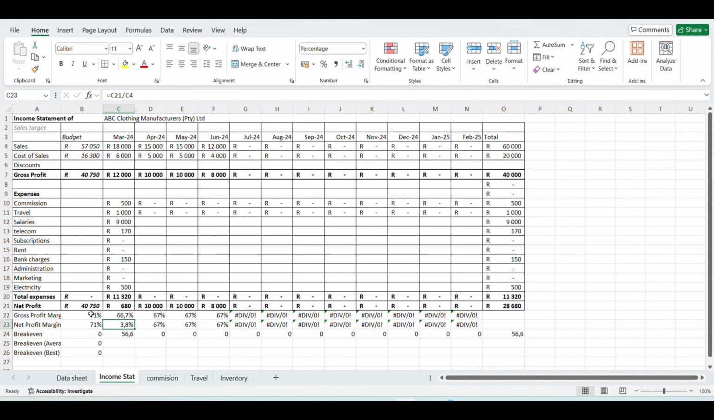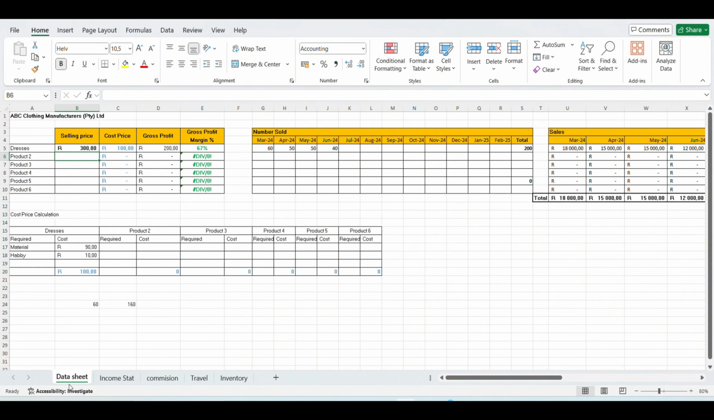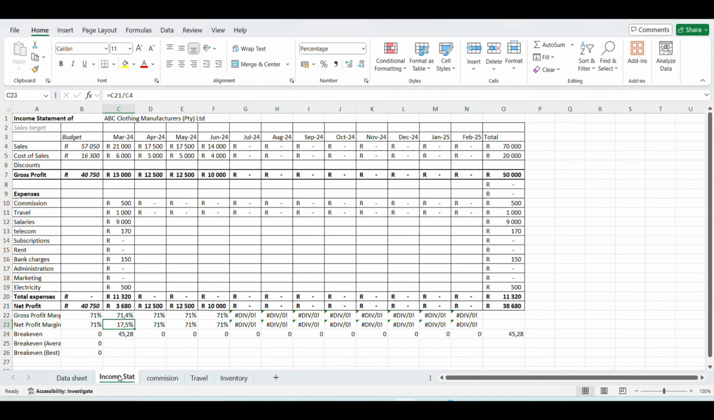So what could we do to improve this business? As you can see, the business is barely breaking even. So things that you could do to improve this business is to increase the selling prices of the dress. So maybe the dress is being sold too cheaply. Maybe the dress needs to be sold for 350 Rand. Then if you look at your income statement, you see there's a bit of a profit there. The profit margin is now 18%. I normally recommend a net profit margin of above 20%.